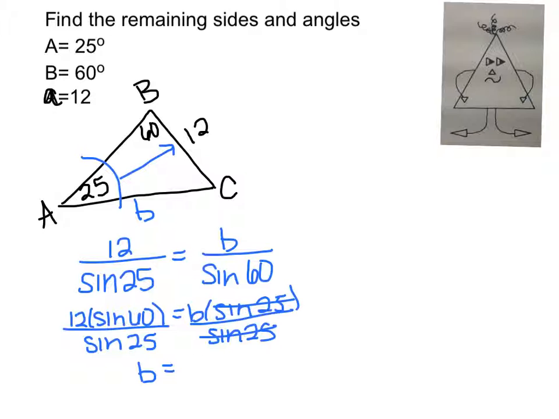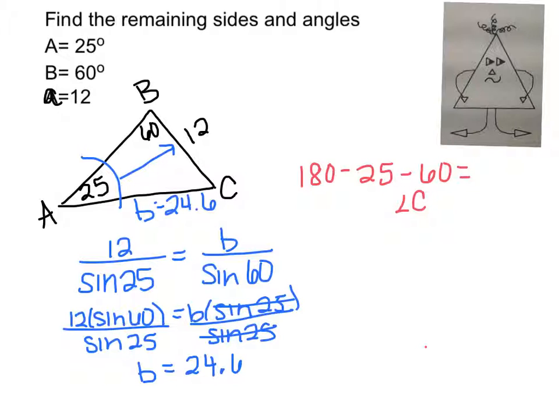Now check your calculator and make sure you're in degree mode before you enter this in. So for side length b, I get approximately 24.6. Well, now I can easily find angle C. A triangle is 180 degrees, so I'm going to subtract the 25 and the 60 that we already have. So angle C will equal 180 minus 25 minus 60, which is 95 degrees. So we'll go ahead and label that right there.